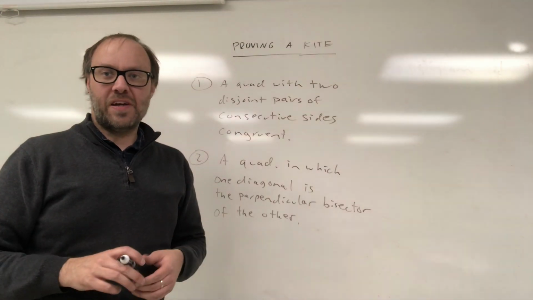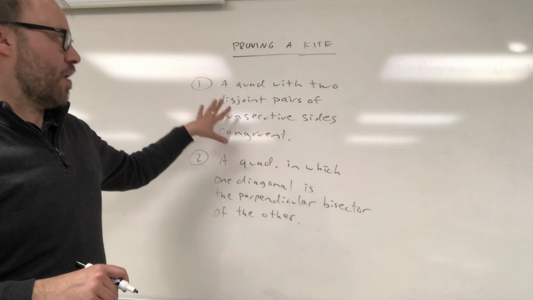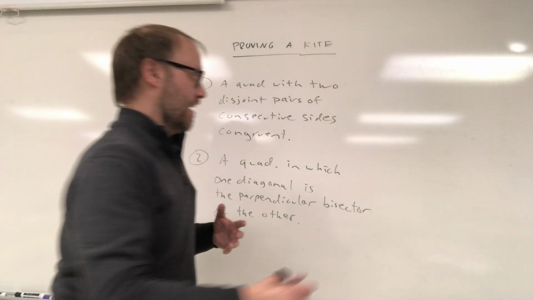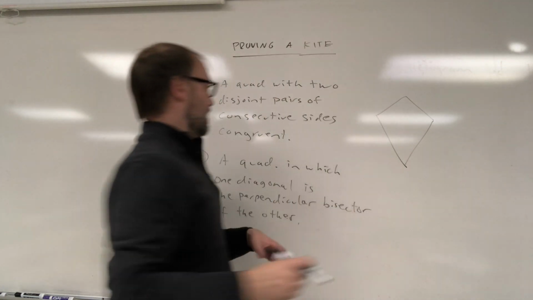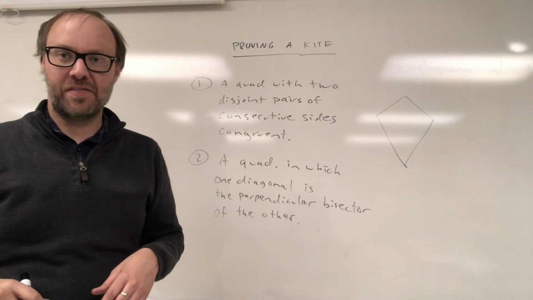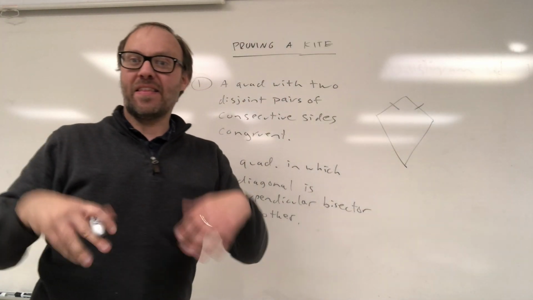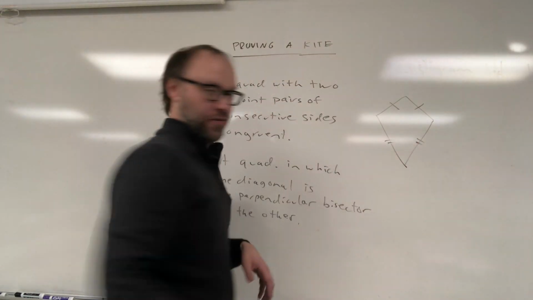The second example here is methods of proving a kite. One is the base definition. It's a quadrilateral with two disjoint pairs of consecutive sides congruent. In other words, if you break your quadrilateral into two halves, that's that disjoint pairs aspect of things. You're saying you've got consecutive sides congruent, and then in the other half, you've got another pair of sides that are consecutive and congruent, okay?